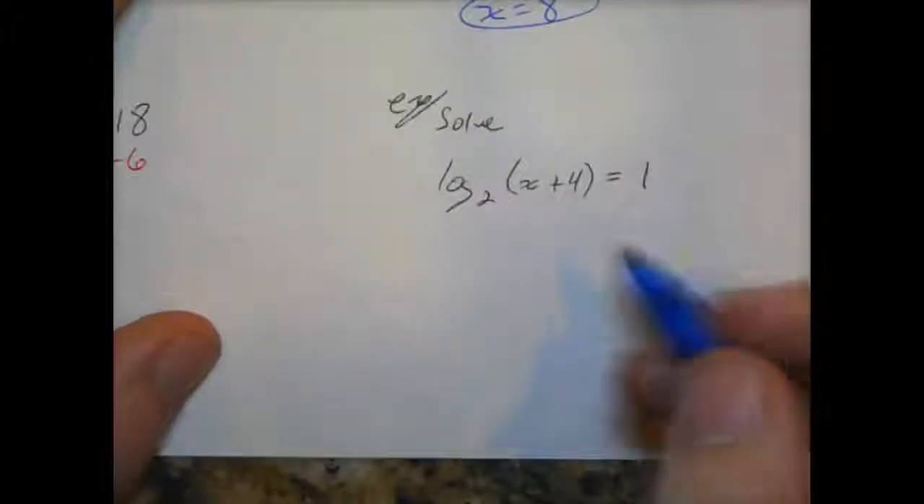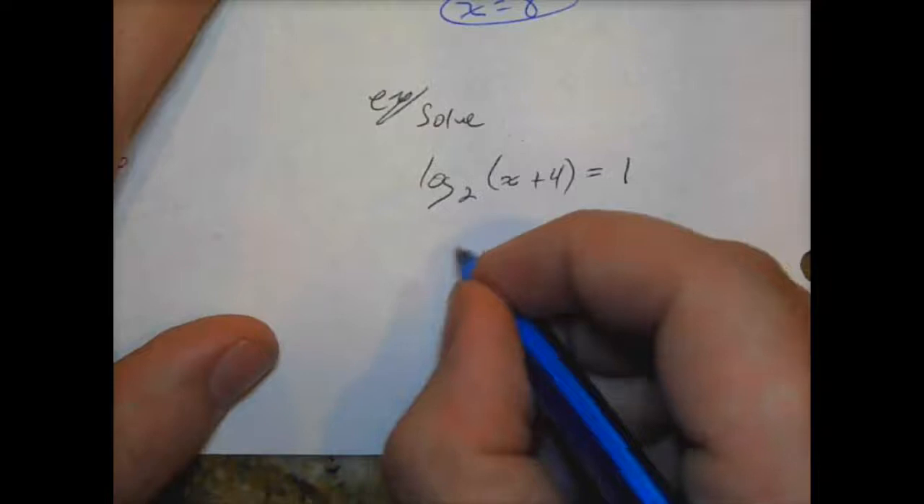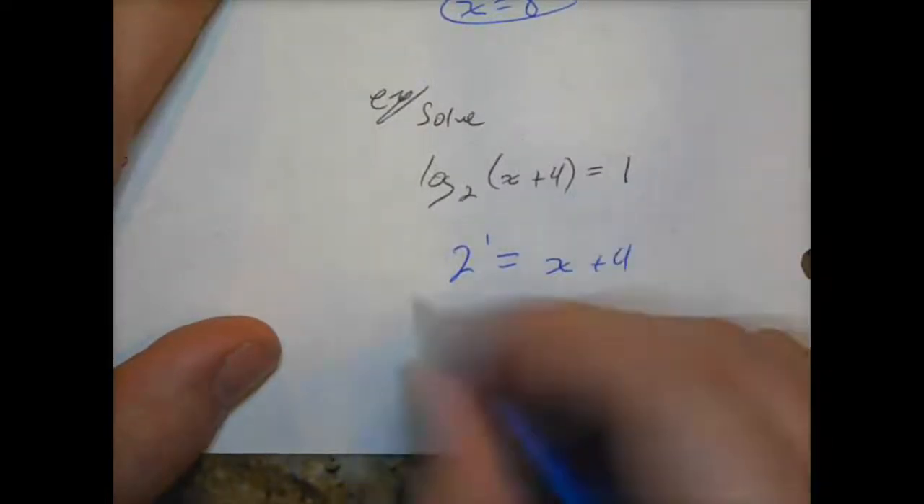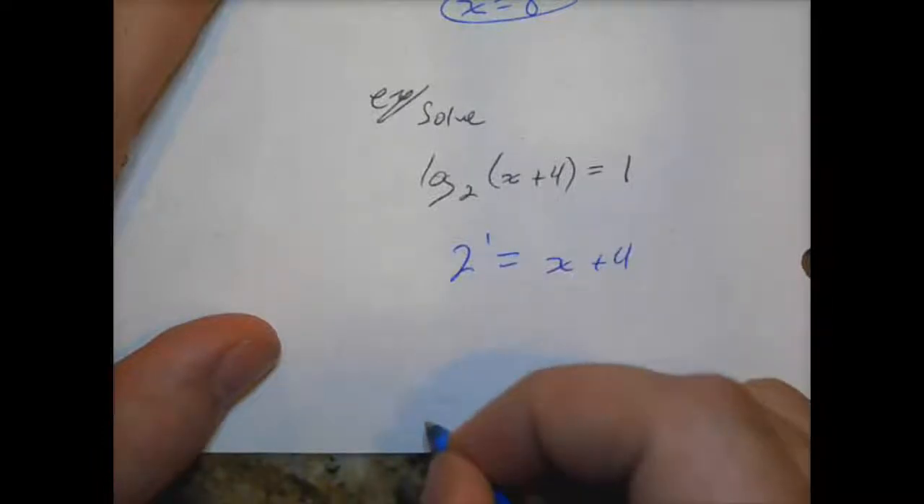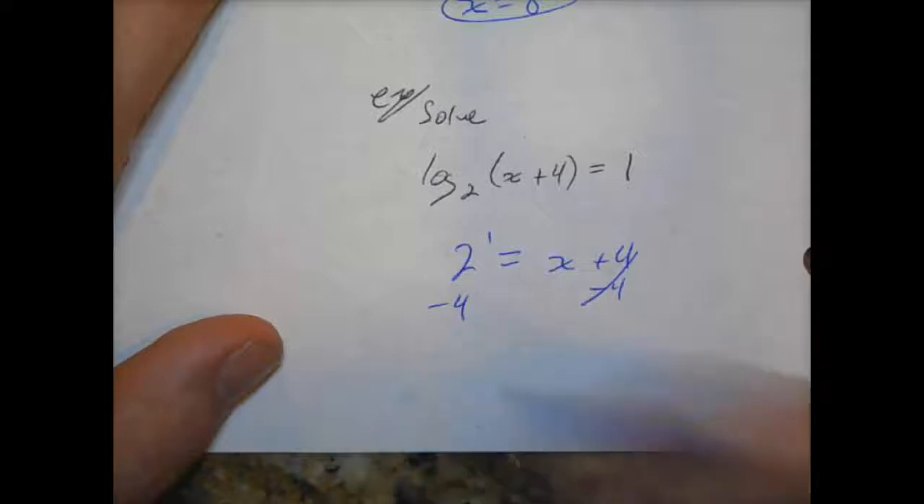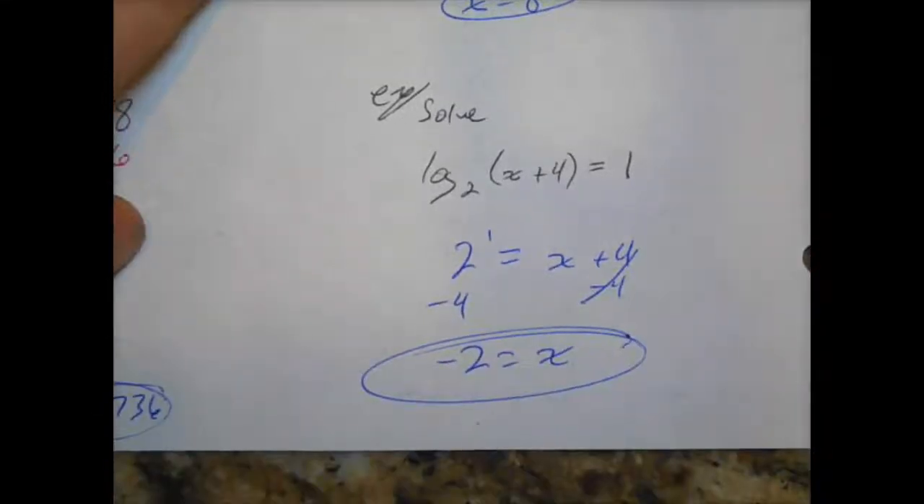Again, we're in log form. So maybe if we rewrite it in exponential form, it'll be useful. Well, if I do 2 to the 1st equals the other side, x plus 4, subtract the 4 to the other side, 2 to the 1st is just 2. So 2 minus 4, negative 2 equals x. I have a solution. Easy money.